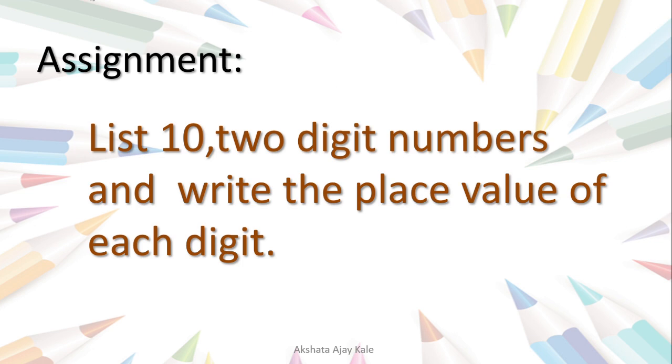Isn't it? So here one small assignment is there. List 10 two-digit numbers. You have to list 10 two-digit numbers. For example, 35, 72, 98, 56, 63. Any 10 two-digit numbers you have to write first. Then write the place value of each digit. Whatever we did now, like that you have to do. Okay? You have to mention the place value of each number. Got that? Yes?